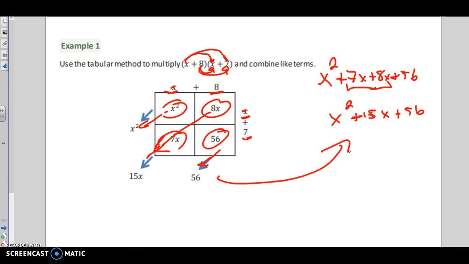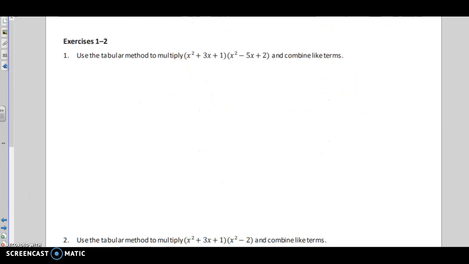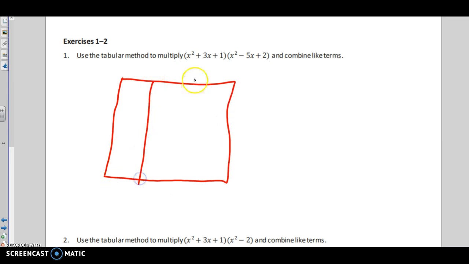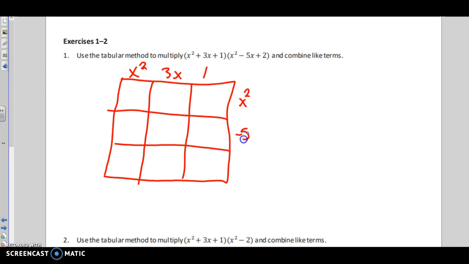Now this looks very similar to lattice if you learn multiplication that way. So it might appeal to you in that manner. So if I have a 3 by 3, I'm going to set up a 3 by 3 box. X squared, 3x, and 1, x squared, negative 5x, and 2, and then multiply.